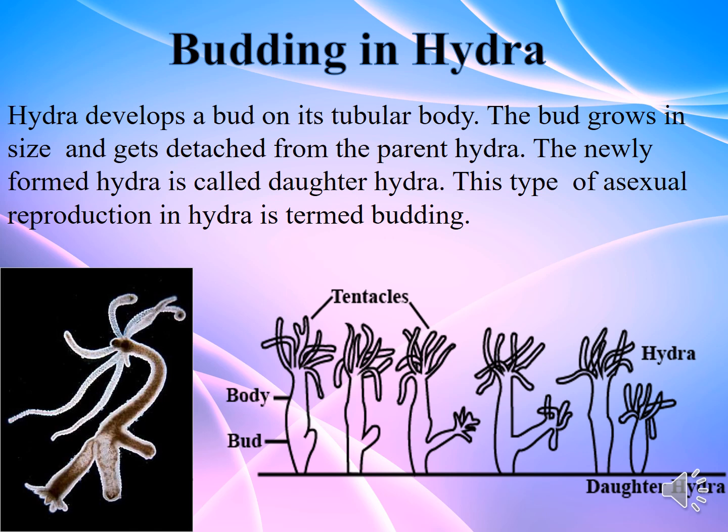Hydra is a small freshwater animal. It has a long tubular body. The hydra develops a bud on its tubular body. The bud grows in size and later gets detached from the parent hydra. The newly formed hydra is called daughter hydra. This type of asexual reproduction in which new buds are formed on the animal body is termed budding.